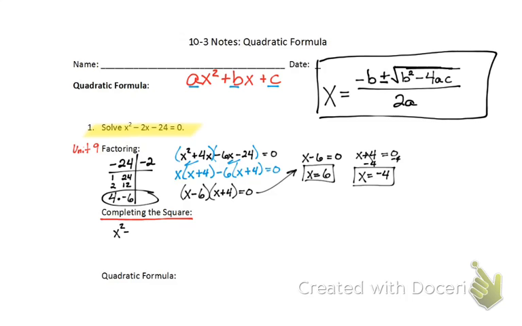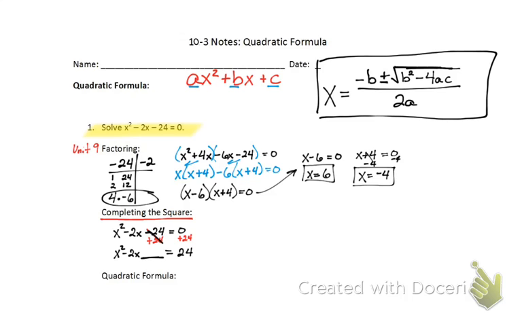So x squared minus 2x minus 24 equals 0. Again, this was the section that maybe was a little difficult because of all the steps that were involved. First step here is I would move my c value over to the other side, so I add 24 to both sides, giving me x squared minus 2x blank, because the 24 canceled, equals 0 plus 24 is 24.